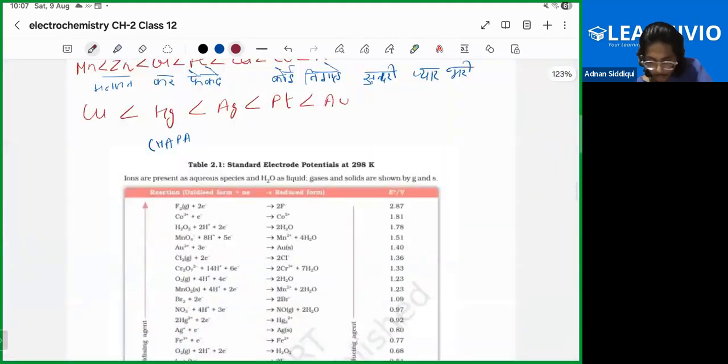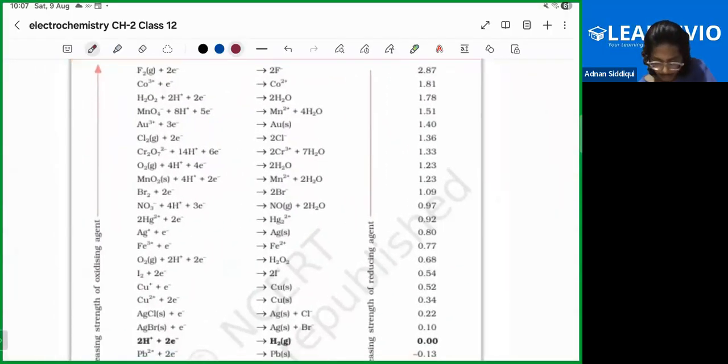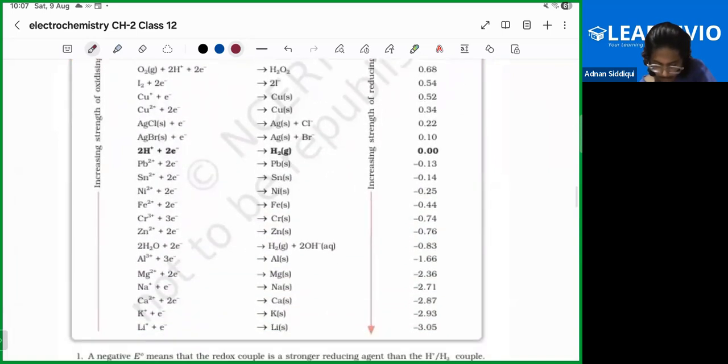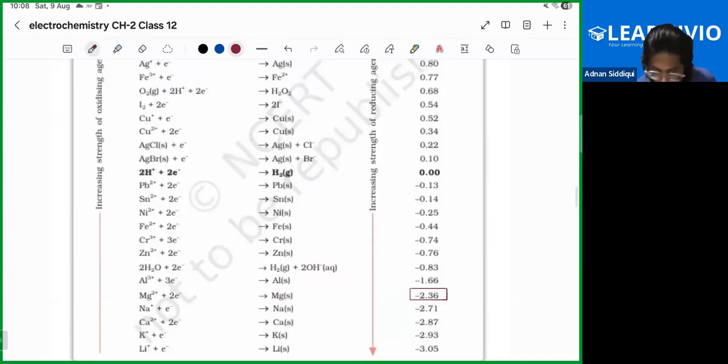So, what is the reduction potential value for magnesium? It was magnesium, right? So, for magnesium, we have this value, which is in reduction potential. This is the tendency to get reduced. It is gaining the electron from the other species. It is minus 2.36. What about the other one? Copper. Copper has 0.34.